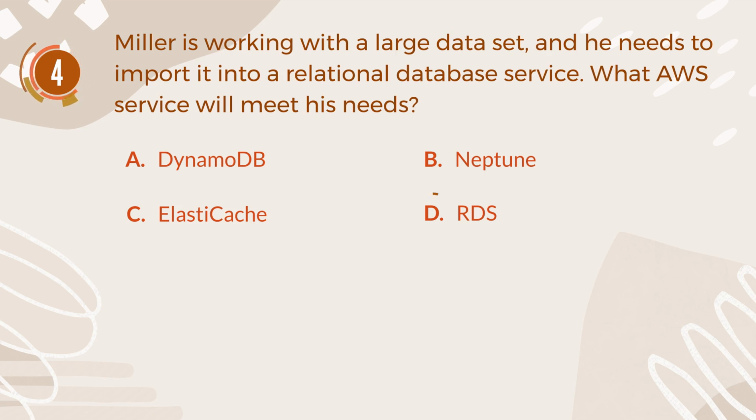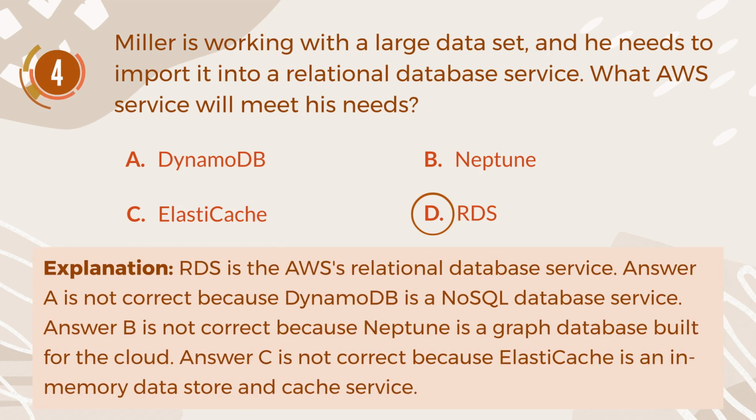The correct answer is D. RDS. Explanation. RDS is AWS's relational database service. Answer A is not correct because DynamoDB is a NoSQL database service. Answer B is not correct because Neptune is a graph database built for the cloud. Answer C is not correct because Elasticsearch is an in-memory data store and cache service.